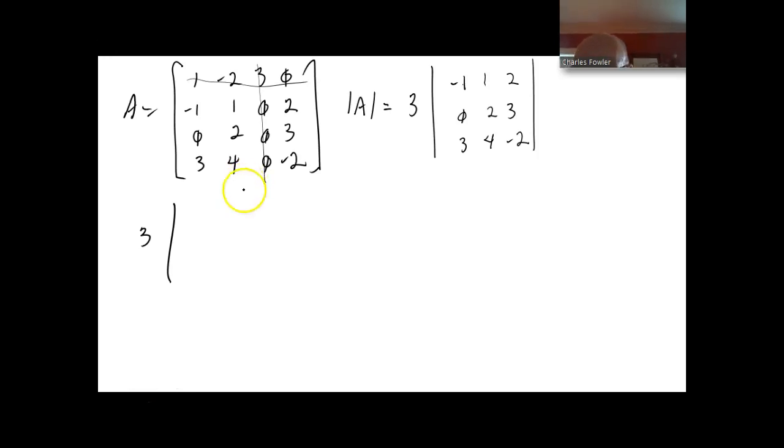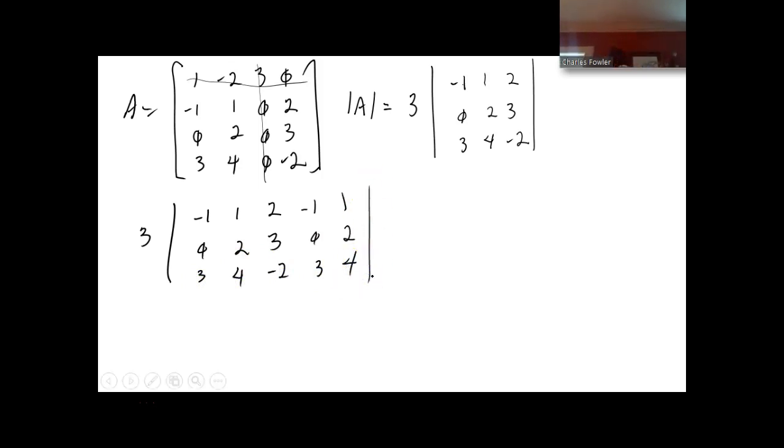What we're going to do is take this determinant, -1, 1, 2, and rewrite the first two columns, -1, 1. Take the second row, 0, 2, 3, rewrite the first two columns, 0, 2. Take the third row, 3, 4, -2, 3, 4. Now that's not a determinant because it's not square, but this is the simple way, in my mind, to do a 3x3. Okay? Down diagonals, just like in a regular thing, are always positive.